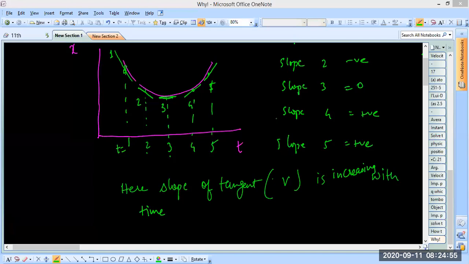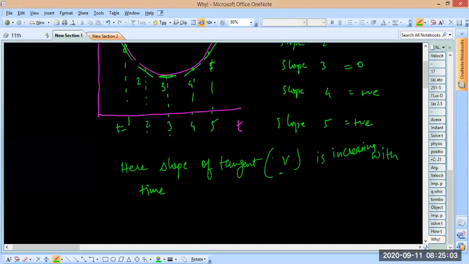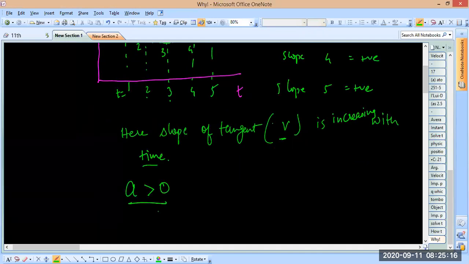Okay, now such, this would actually mean, right, if v is velocity, slope of tangent, right? So velocity is increasing with time, and that means acceleration is greater than 0, right? Okay, whenever any quantity increases with time, then its rate of change or its differentiation is positive, right? Okay, I think you all understand that, right?